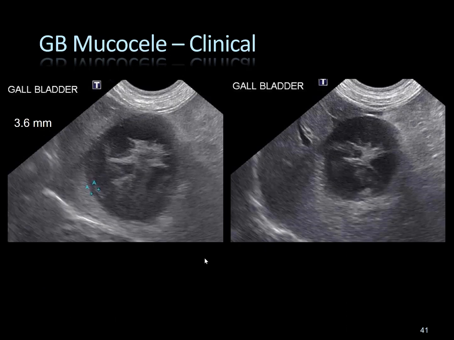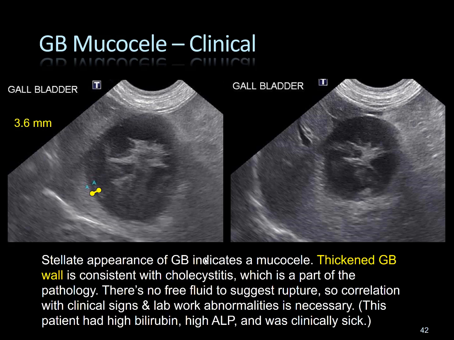This patient did have clinical signs and has a similar looking appearance to his gallbladder. Thick wall in this case, which the other one really didn't have. Also that stellate appearance, non-mobile echogenic material in the very center of the gallbladder. This is a gallbladder mucocele. I don't see any free fluid around the thing. Maybe a dot right there, but no reaction around it, so it's probably not ruptured. But nonetheless, if he's got clinical signs, then we probably need to talk about surgery here.